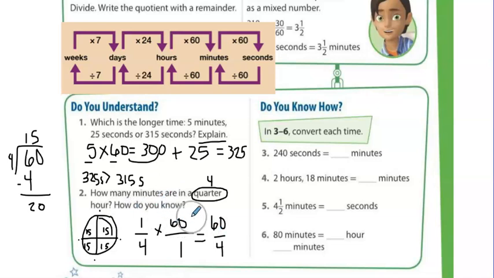So how many minutes are in a quarter of an hour? 15 minutes. And again, how we know is represented by our visual. So 15 minutes.